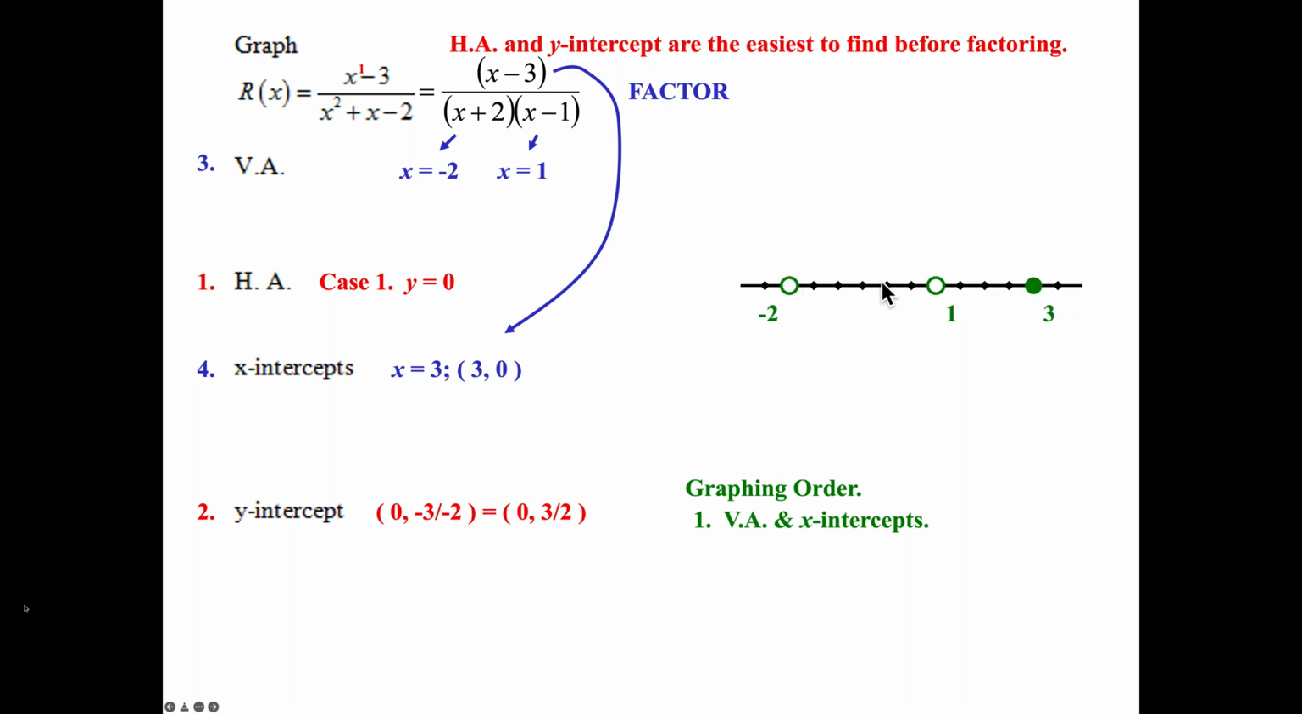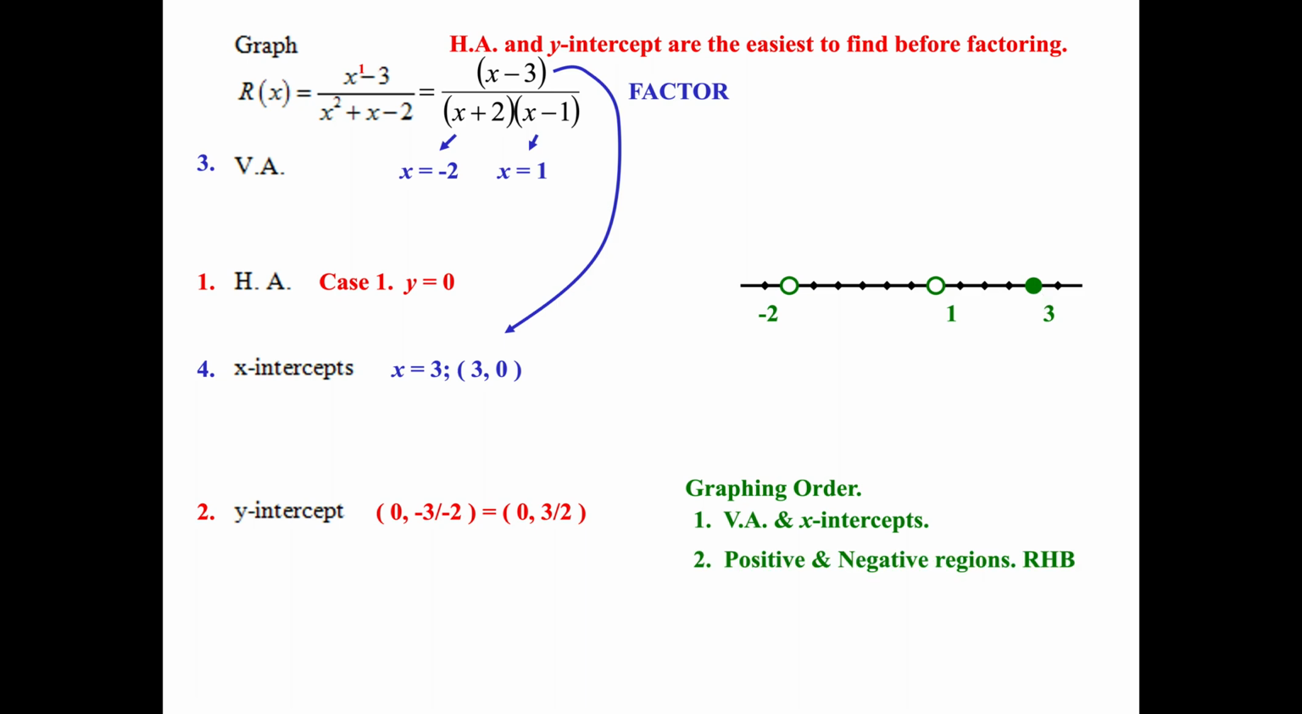These are like your tick marks on your x-axis. Here's negative 2. It's the only negative I have, so that's got to be furthest to the left. Again, this has to be in numerical order because it's a number line. It has an open circle. We have vertical asymptote at 1, open circle. We have an x-intercept at 3, closed circle.